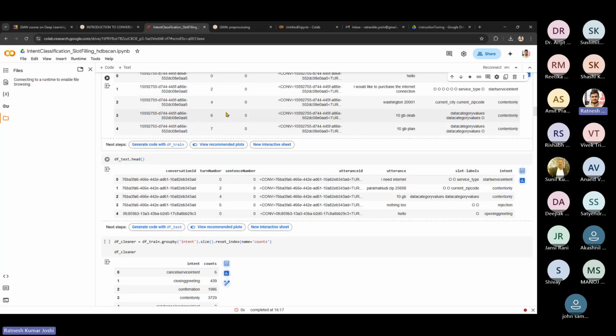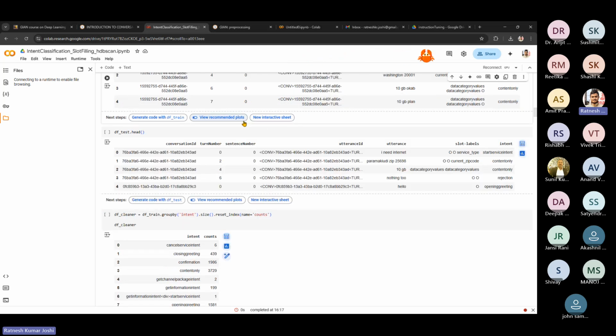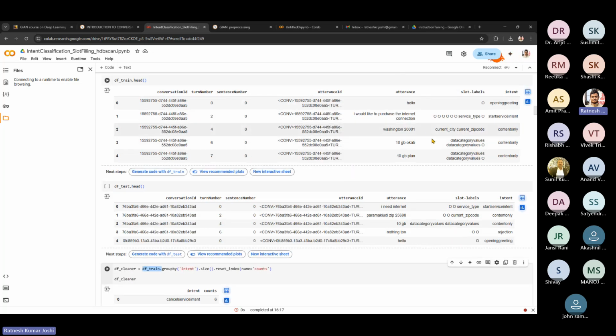So all of this is the test data, and then you want to see relevant information from the data. How do we do it? We try to clean our data. df_cleaner is equal to df.train.groupby intent dot size dot reset_index. This is a bit complicated, but what we'll do is try to tackle all of these operations one at a time. So df.train, we have already seen df.train. It is this first data set.